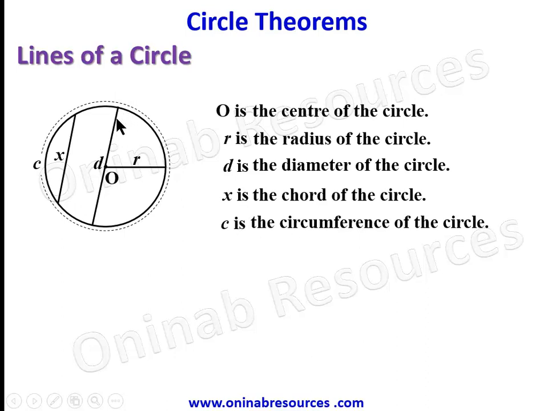And from here we have this is a radius, this is another radius. Then the line between two radii, we call it A, and A is the arc of the circle. So these are the lines of a circle with their various names.